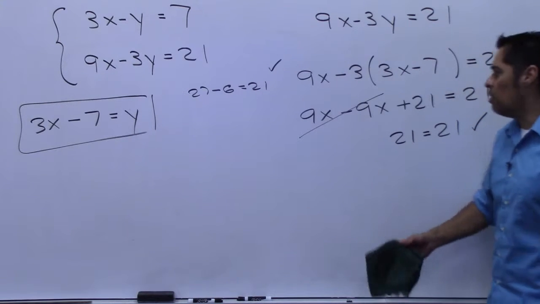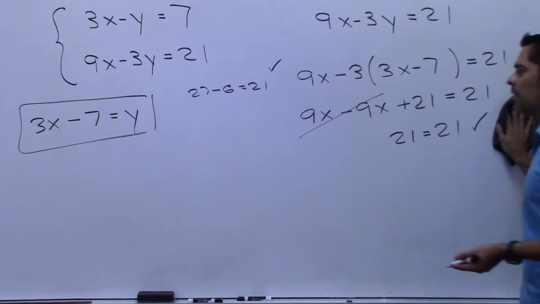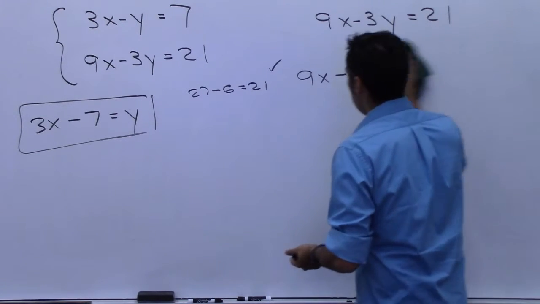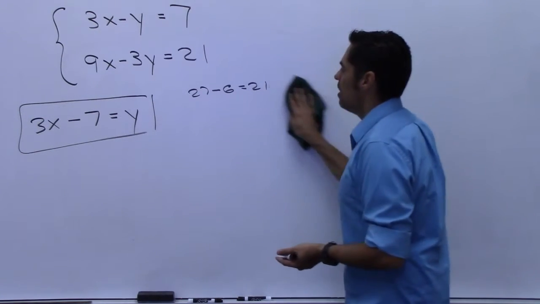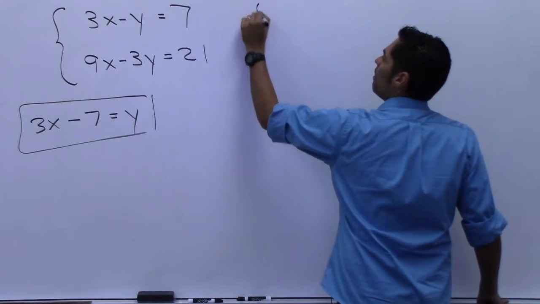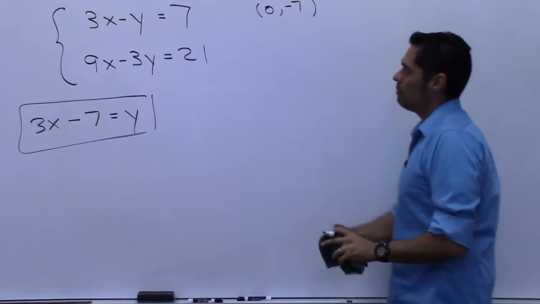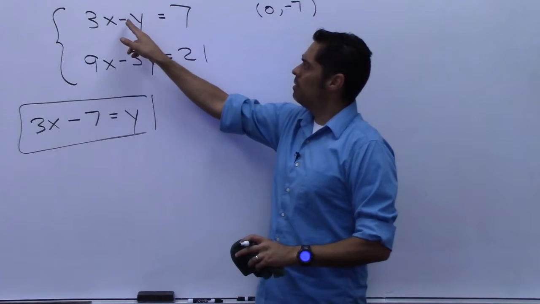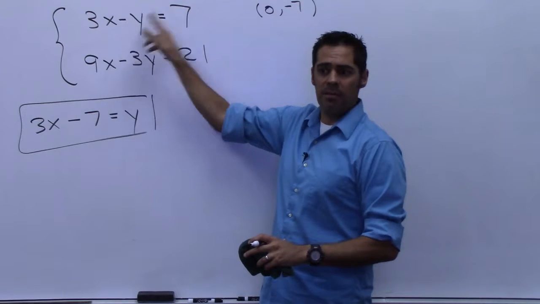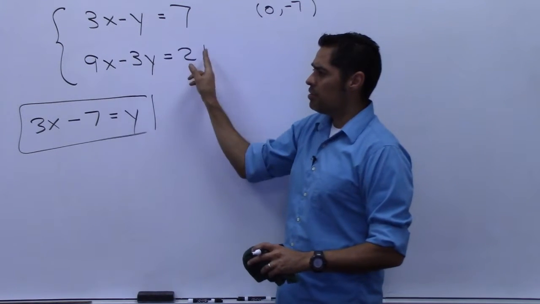So the big question is, how do you answer the question then? It's asking to find the solution. There's an infinite number of them. Let me give you another answer that works, just so we can see this. How about 0 and negative 7? Will that work? 0 here, negative 7 is positive 7, that works. 0 here, negative 3 times negative 7 is 21. So that works.